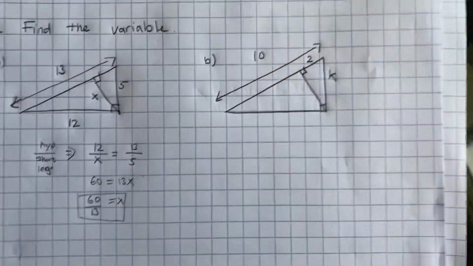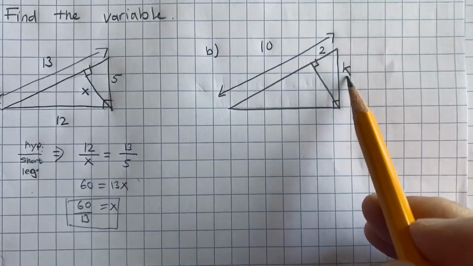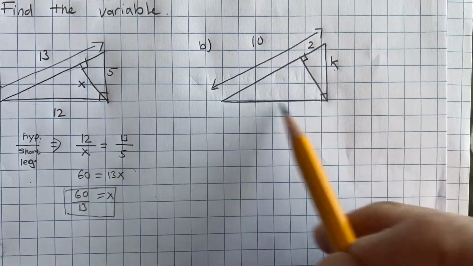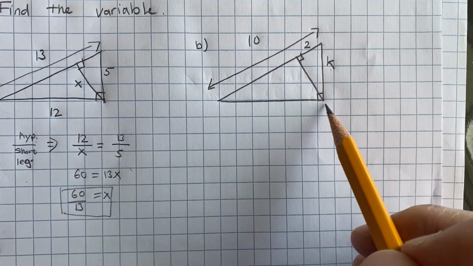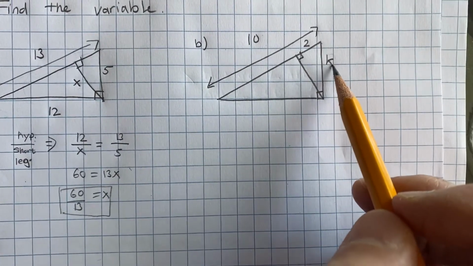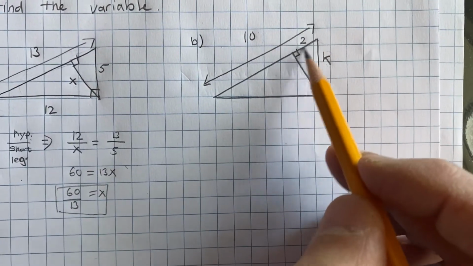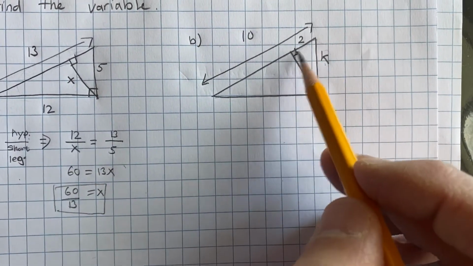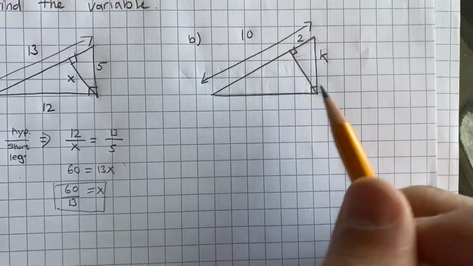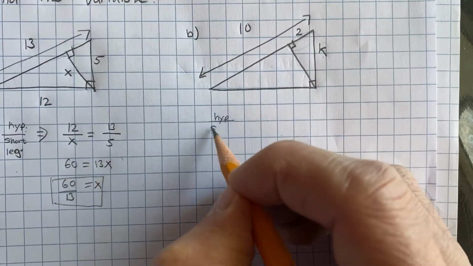Okay, so different type of problem right here, right? They're asking you to solve for k, and they don't give you the value of this right here, which is fine. If you want to solve for k, k is clearly the hypotenuse of this triangle right here, and 2 is the value of the shorter leg. So we know that all 3 triangles are similar to each other. So I'm going to, again, use this relationship: hypotenuse is to shorter leg.